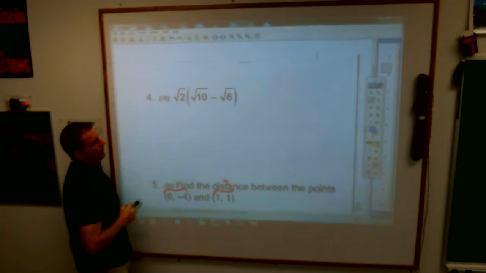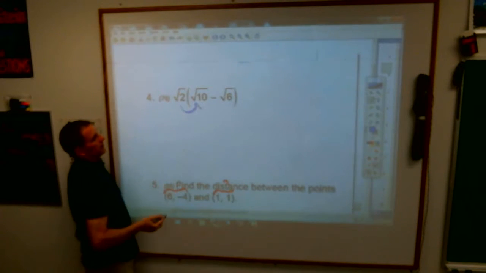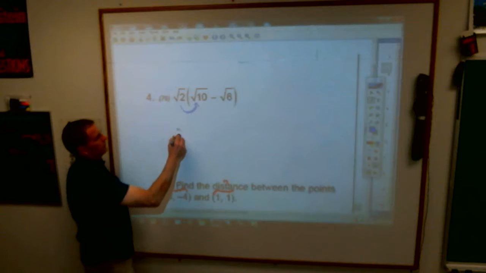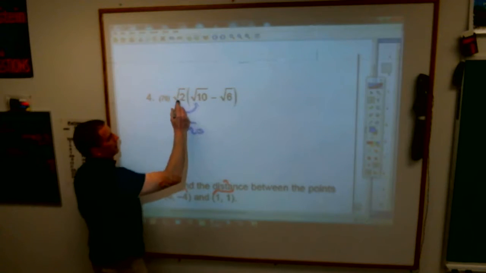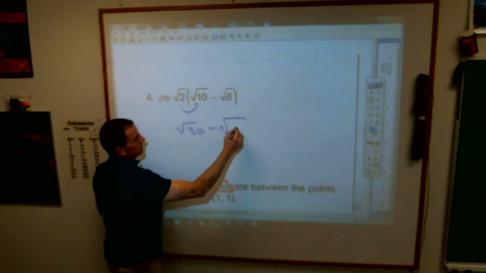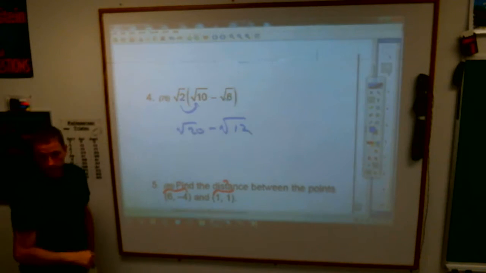Yeah, probably. That times that, Madison, is square root of 20. This times that is square root of 12. Now you just need to simplify them.